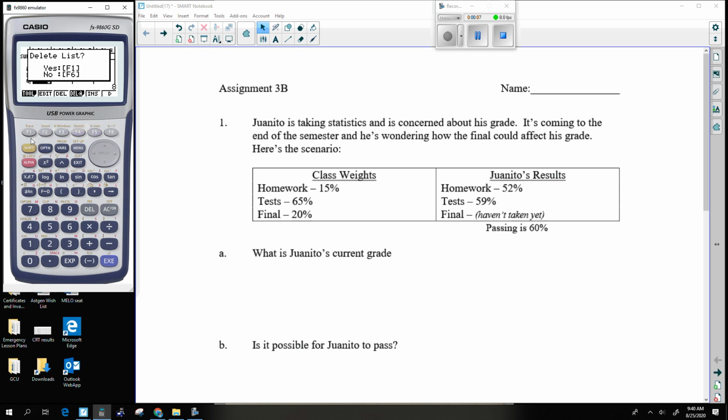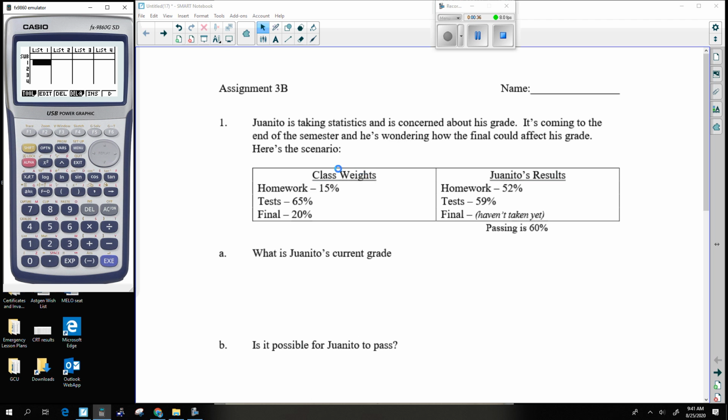We are going to get started with assignment 3B. I thought it was going to be the same as yesterday, but it is not. This is all about weighted averages, where different numbers are worth different values than something else. A common example that you're going to see a lot is similar to how classes are scored.